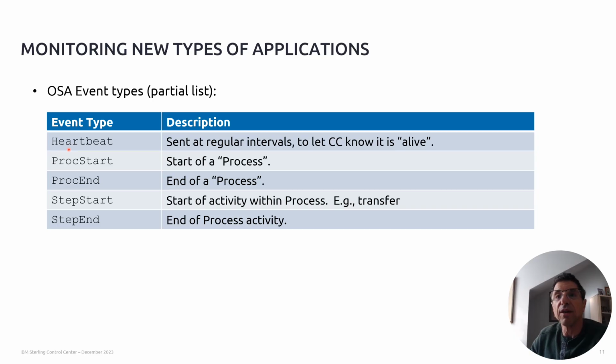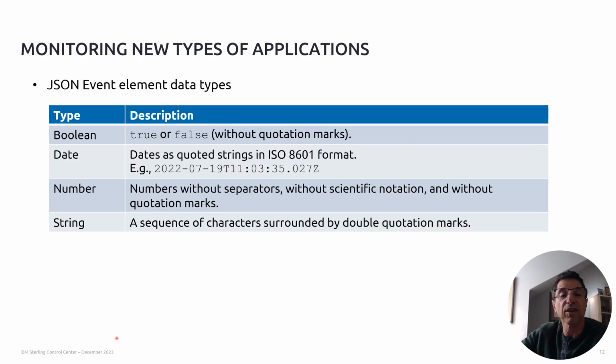The heartbeat is one of your event types. So this is the list of event types, and heartbeat is one. They're sent at regular intervals to let Control Center know your application exists and that it's alive. Proc start, proc end, step start, step end. Remember, this is just a partial list. But I think they're the main ones that you'll use.